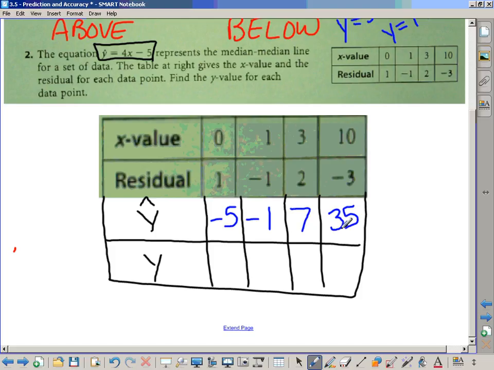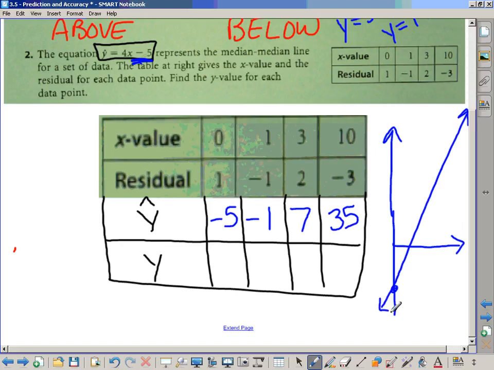So my line of best fit would kind of look like this. It would have a y-intercept of negative 5 and a slope of 4, looking at the equation of this line right here. On this line of best fit, these points live on it. 0, comma, negative 5. 1, comma, negative 1 would be right there. 3, comma, 7, let's pretend it lives there. And 10, comma, 35 would be way up here somewhere. Those points live on the line.